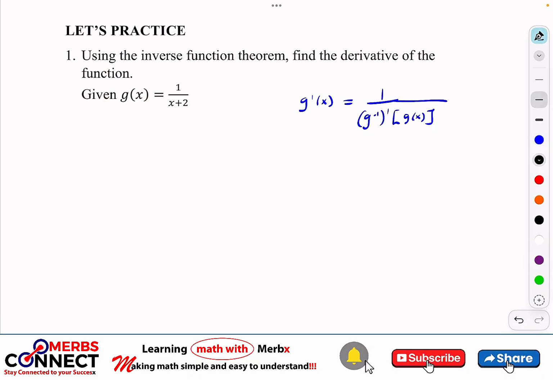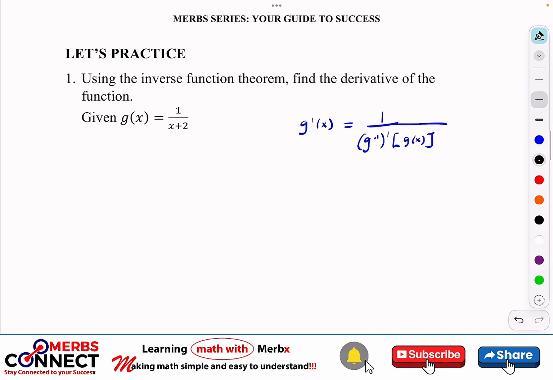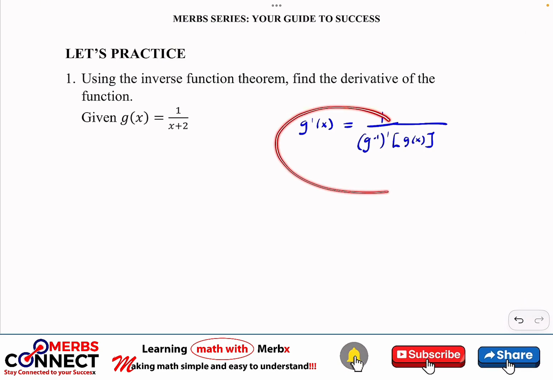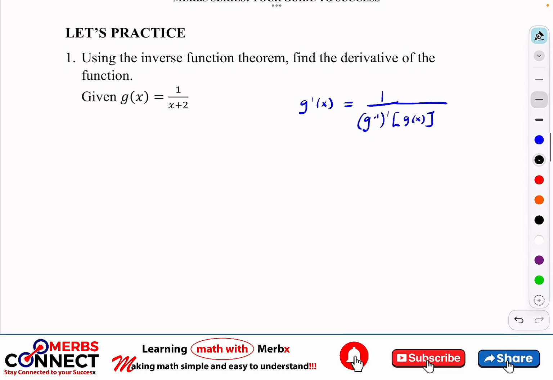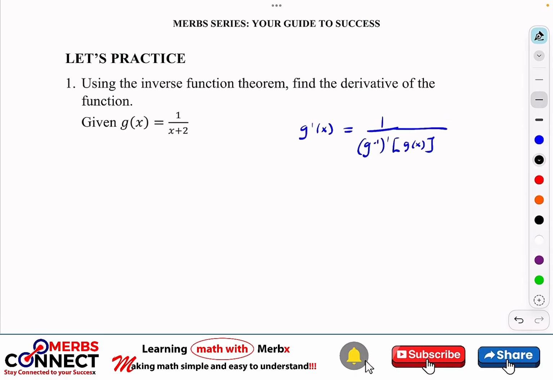So when you are doing multiple choice and the question asks you to use the inverse function theorem, you can decide not to use it and just go through the normal derivative and get your answer from the options. So now let's assume that this is a written solution. So we need to use this formula right here. So first we need the inverse, which we've learned. So let's go through this one quick.